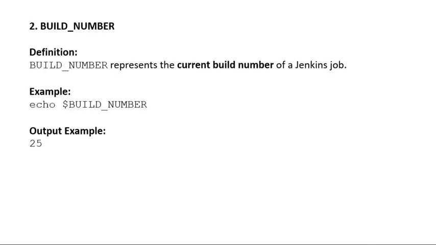Second is BUILD_NUMBER. BUILD_NUMBER represents the current build number of the Jenkins job. The example is echo $BUILD_NUMBER, in capital letters. So the output is 25, which is the build number.